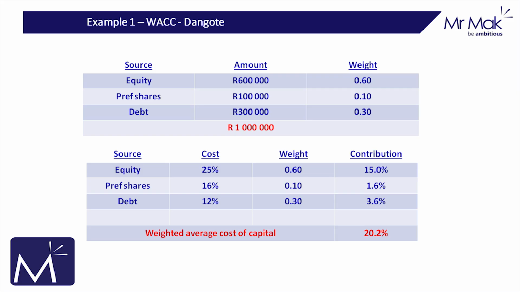So let's do an example. Imagine Dangote Limited has the following forms of long-term capital in its balance sheet. There's equity of 600,000 MAC, and there's preference shares equivalent to 100,000 MAC. There's also debt of 300,000 MAC. That's a total capital base of 1 million MAC.